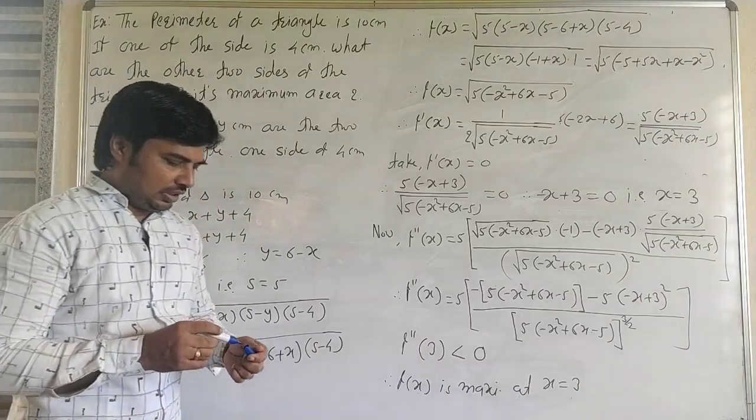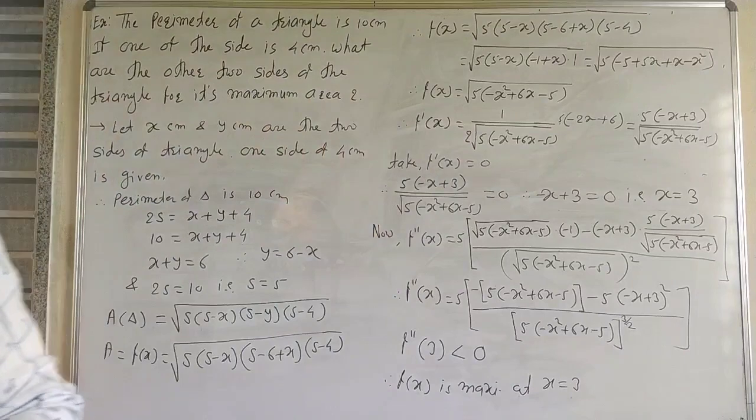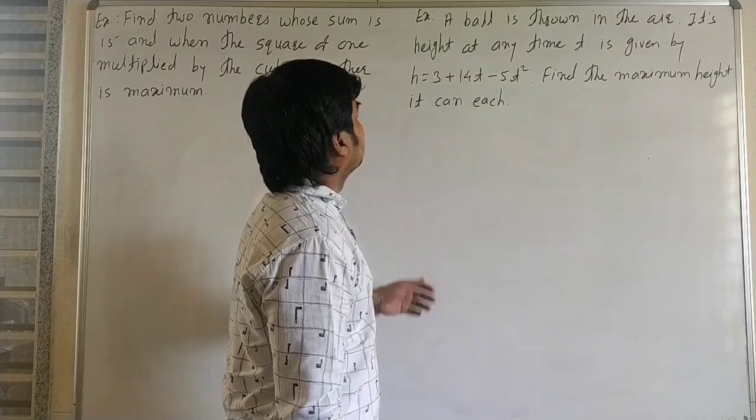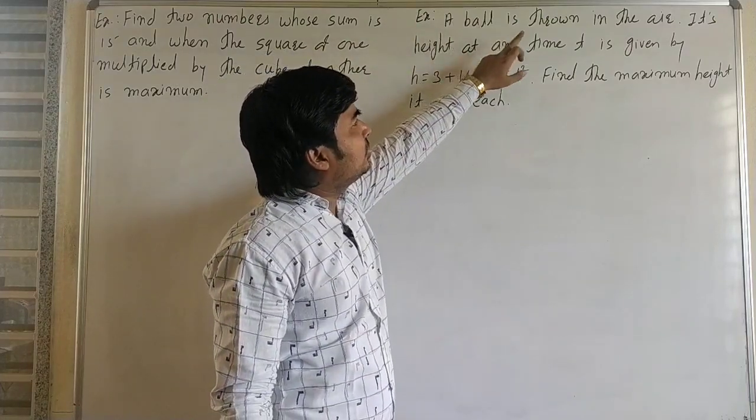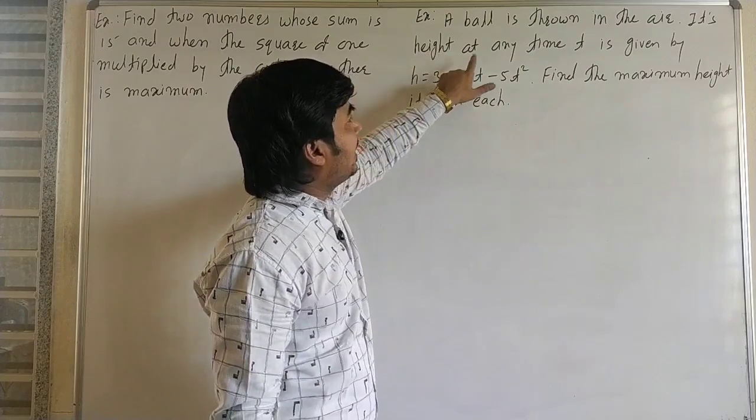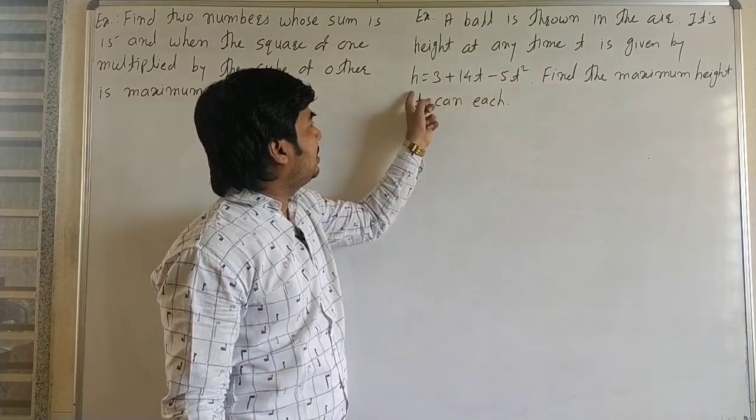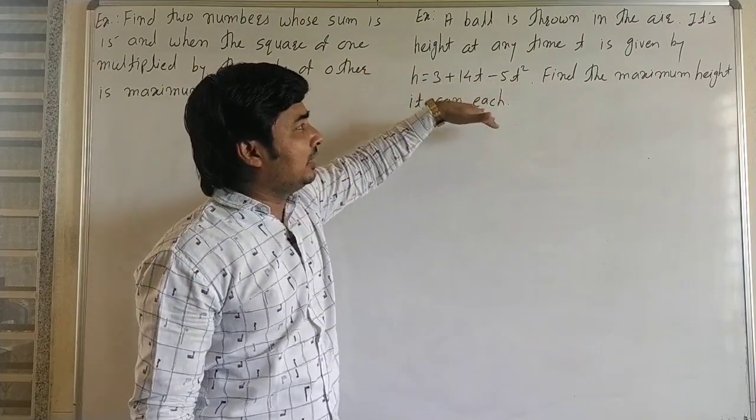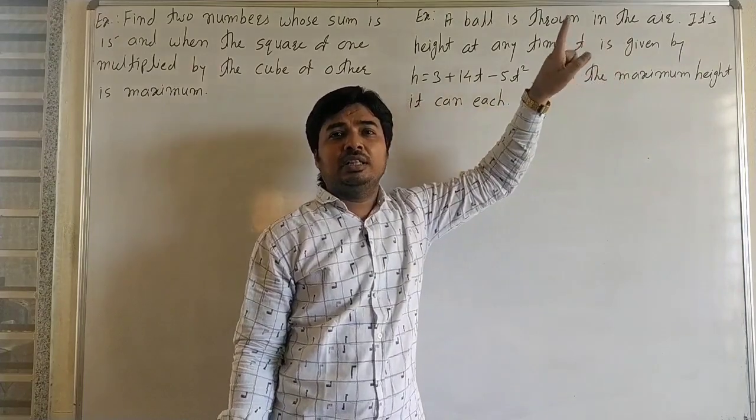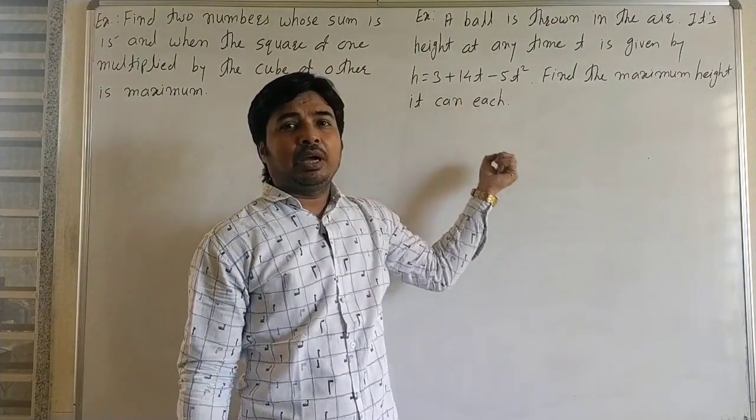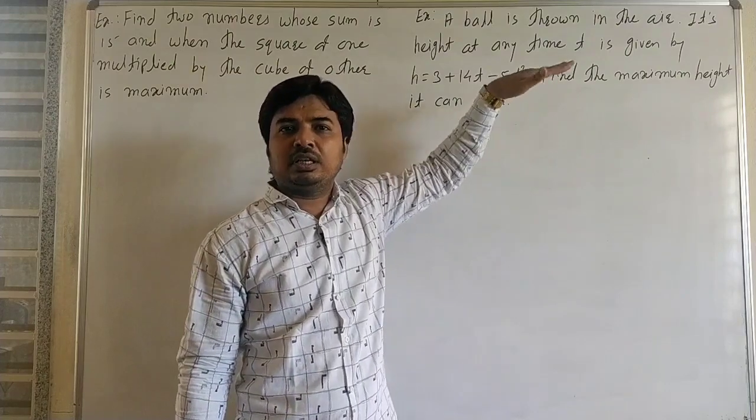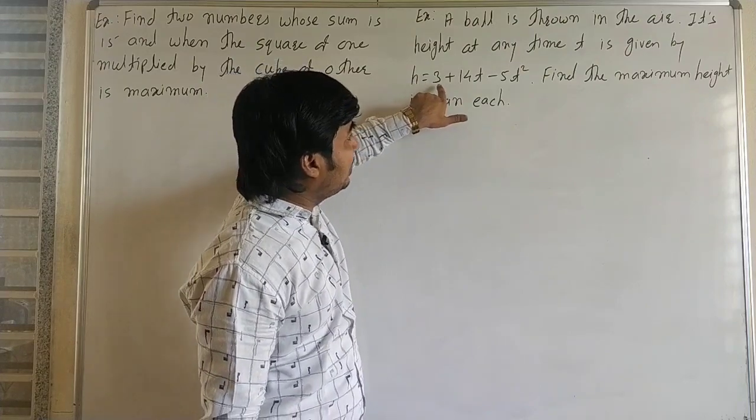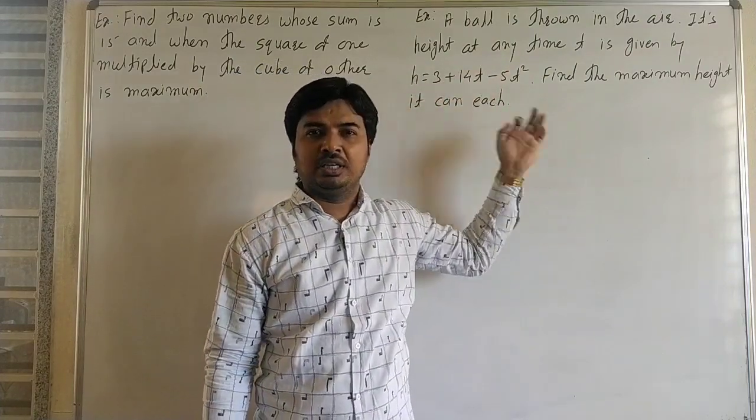Now we see the next example. Here next example, a ball is thrown in the air, its height at any time t is given by h is equal to 3 plus 14t minus 5t square. Find the maximum height it can reach. What is given? The height. Then we want to find the maximum value of the height, that is, here the function is the height. We want to find the maximum value of the function and the function is given in terms of t, that is h is equal to f of t, given in this form.